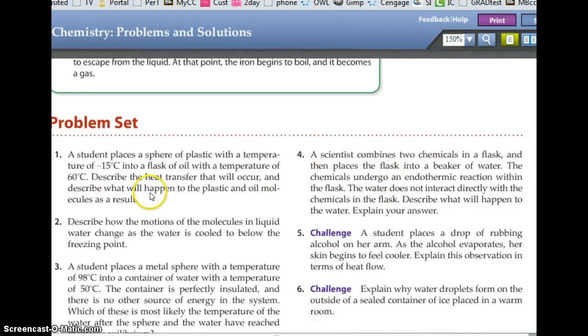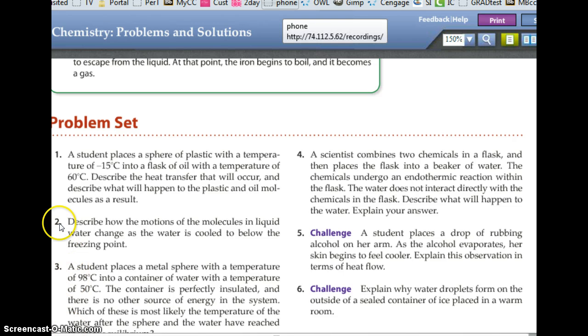All right, problem set. Number 1. A student places a sphere of plastic with a temperature of negative 15 degrees Celsius into a flask of oil with a temperature of 60 degrees Celsius. Describe the heat transfer that will occur, and describe what will happen to the plastic and oil molecules as a result. Go ahead and hit pause, write down your answer.